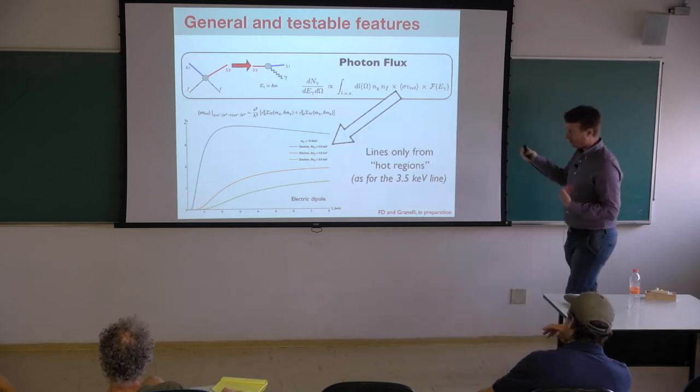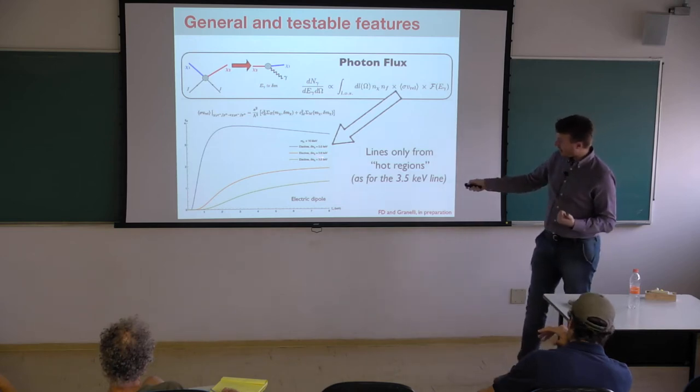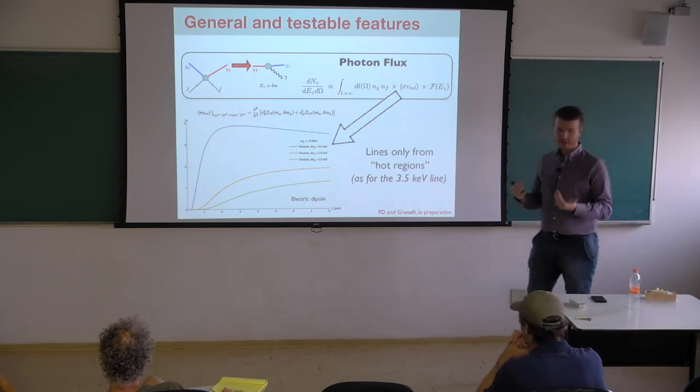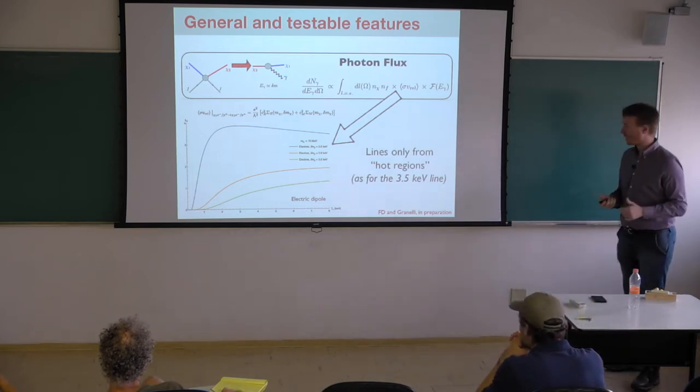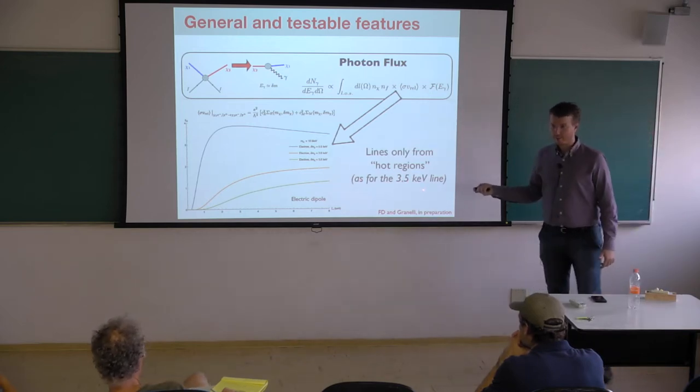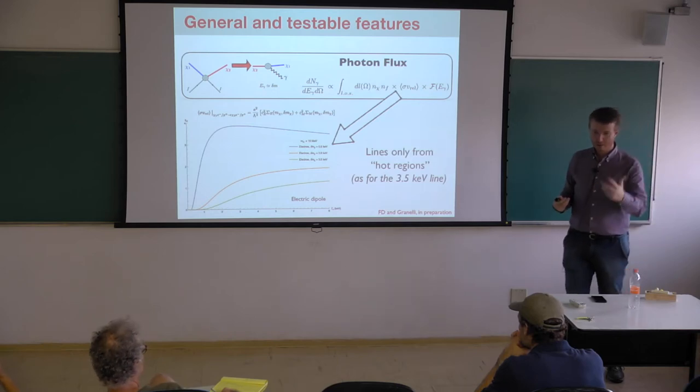chi1 to chi2. And of course, if I take a large mass splitting, like the green line, the cross section goes to zero more quickly because I hit the kinematical threshold before. Okay? So this is, by the way, exactly what we see in the 3.5 keV line, because if we look at cold environment, we don't see any.